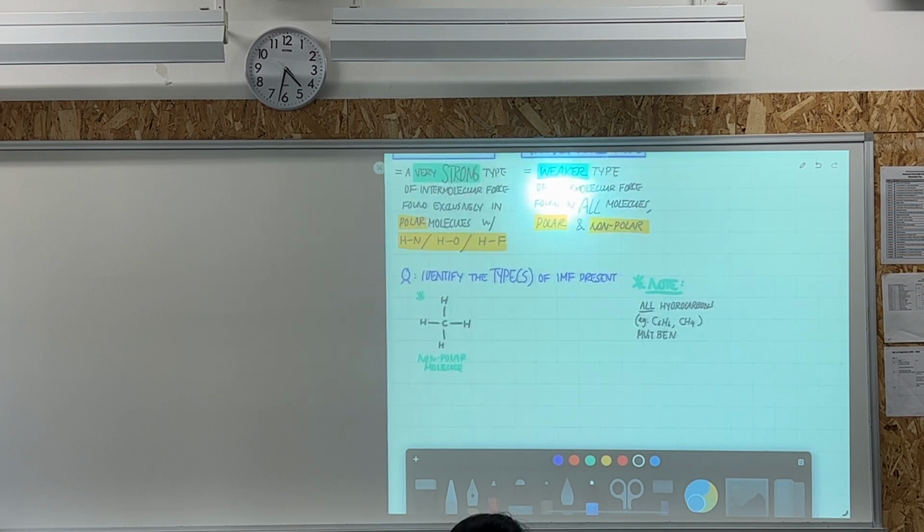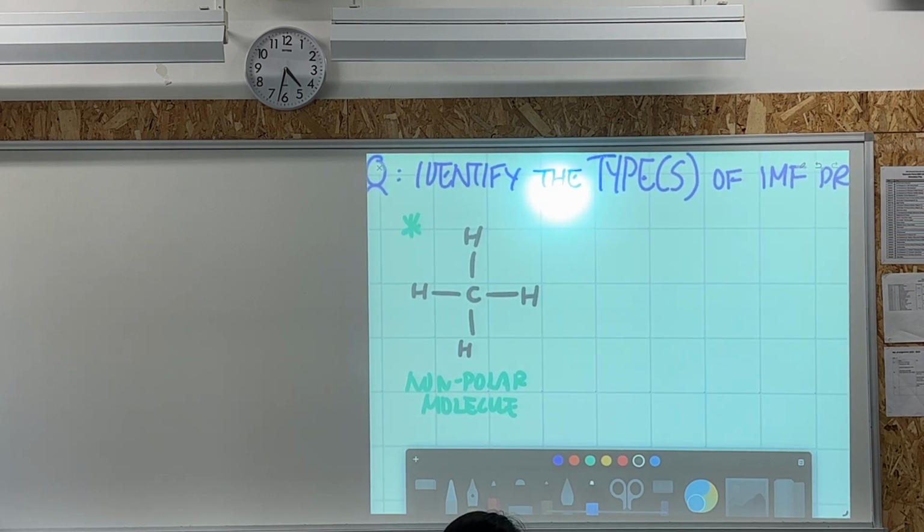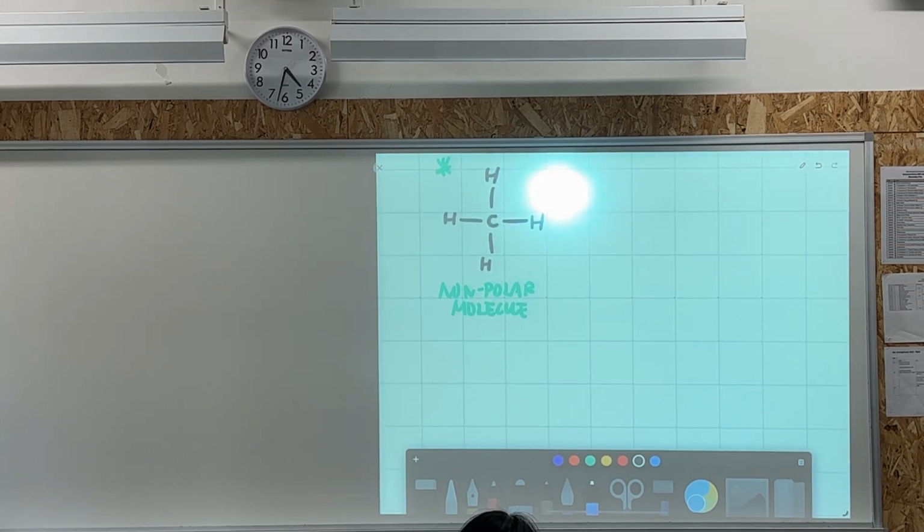Because what are the only type of bonds present in hydrocarbons? Non-polar. Is this CH, or CH and CC, right? When you think, I don't see any CC bond here, well, that's because this is the simplest alkane. What is the next simplest alkane?